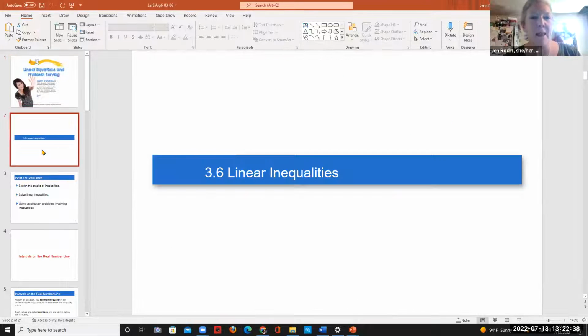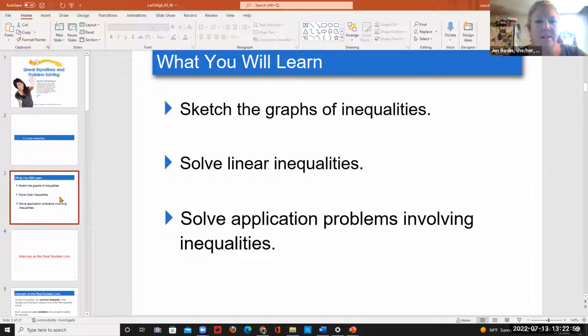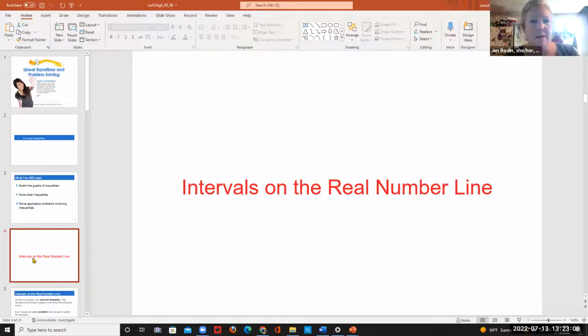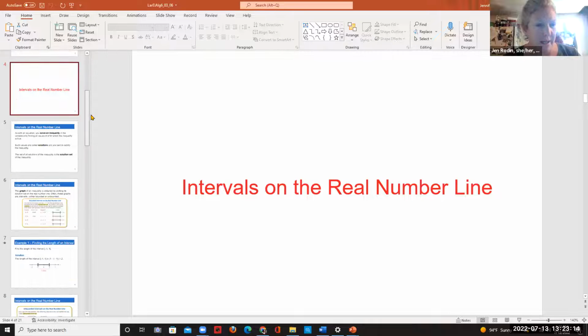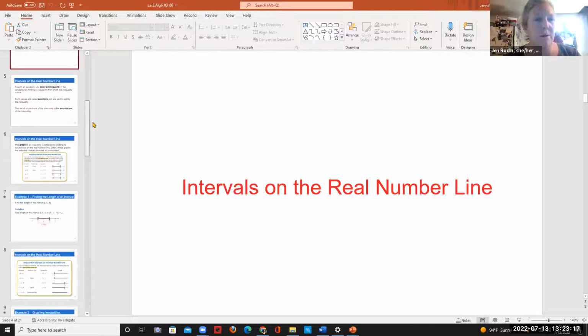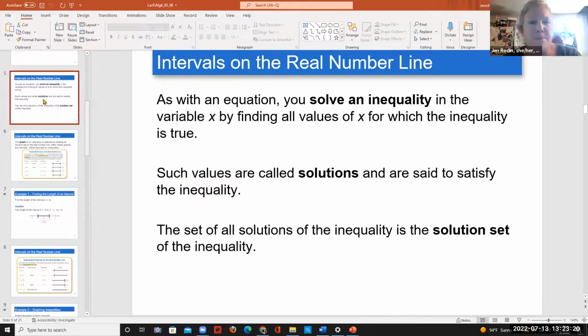All right, so section 3.6 is linear inequalities. They're called that just because there's no equal sign, there's just that arrow with the big side pointing to the bigger number. The small side of the arrow is pointing to the smaller number. So we don't really do much applications in these. We just do part 1 and 2, sketch the graphs and solve linear inequalities. And so we were just talking about intervals on the number line. So we'll go through that. It's a pretty quick lesson. Like I said, we'll practice on the whiteboard also.